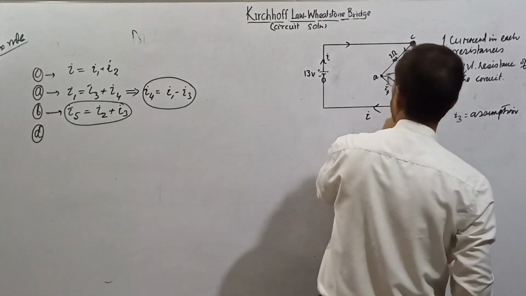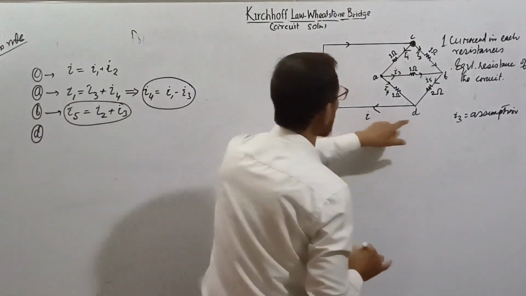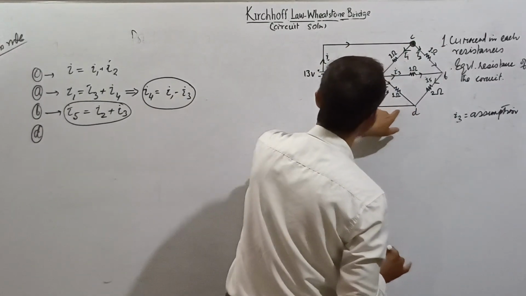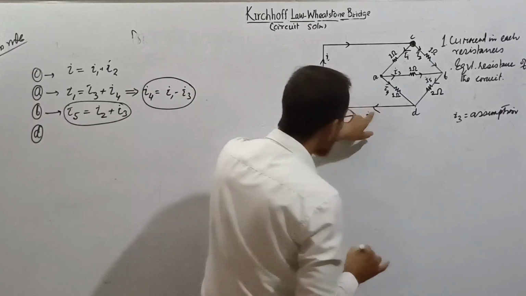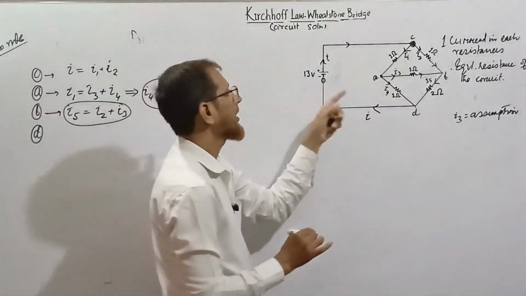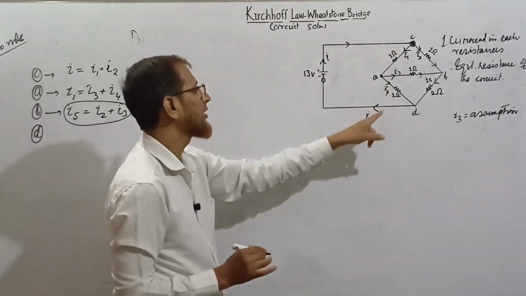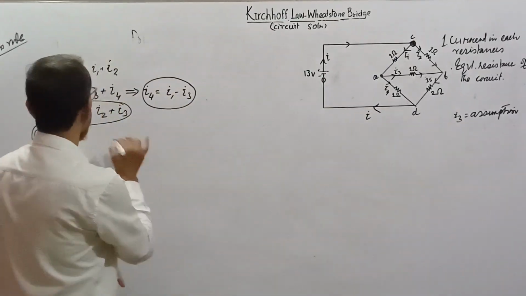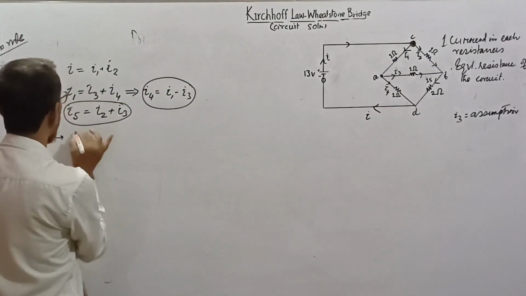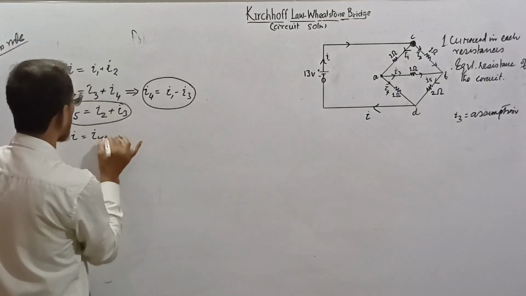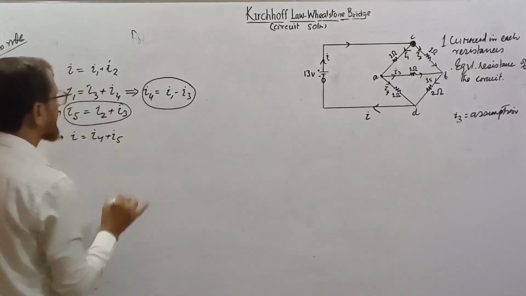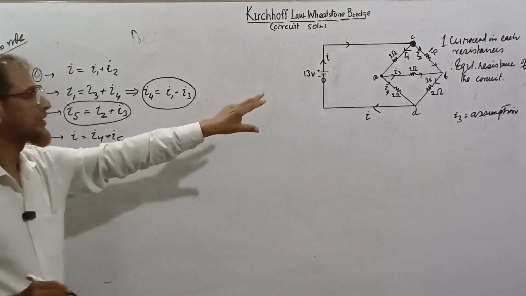So the next point is D. When you come to D, current I is going out and two currents are entering, I4 and I5. So I4 plus I5 is equal to I. That is, I is equal to I4 plus I5. So this is all about the junction rule.